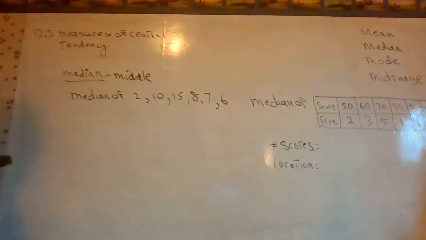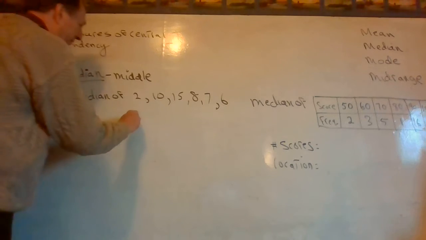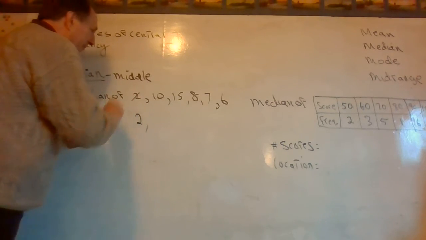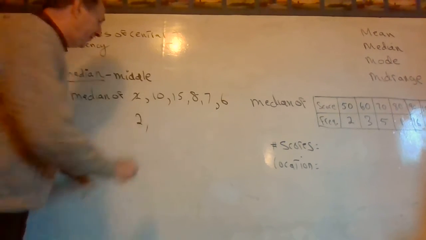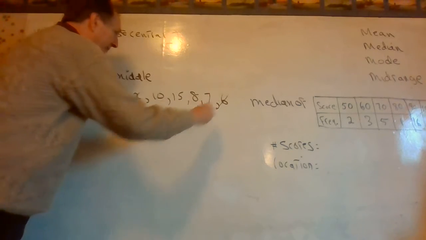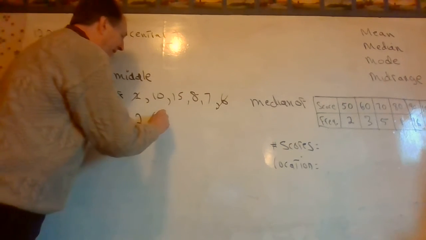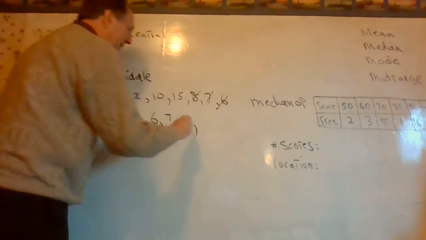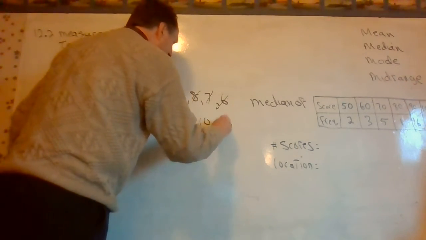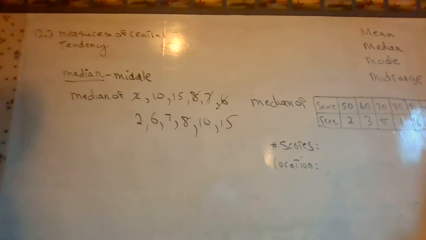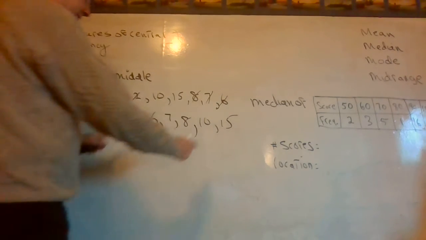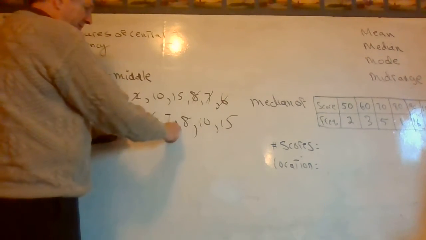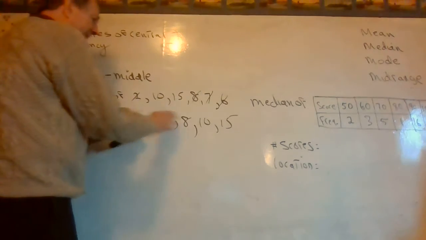The first thing you would need to do is order these. 2 is the lowest score, you can cross it off, and then 6 is the next score, cross it off. 7 is the next score, cross it off. 8 is the next score, and then 10, and then 15. And then turns out we have 6 scores. There's no middle score. Somewhere in between here, there's 3 to the left, 3 to the right.